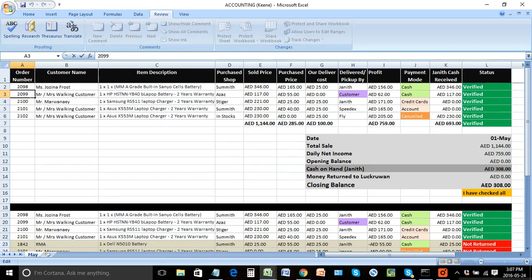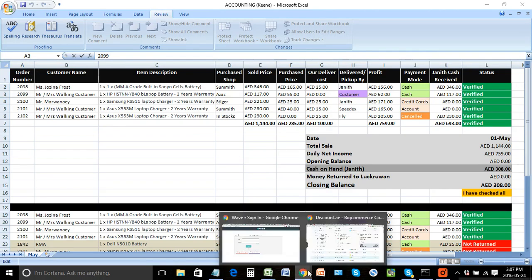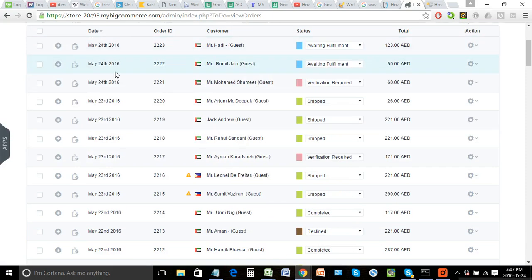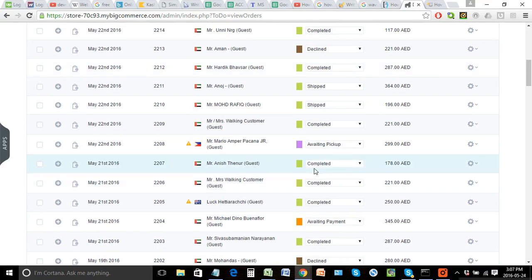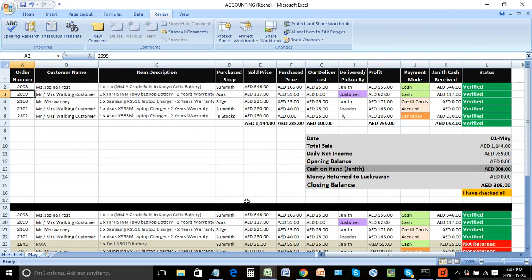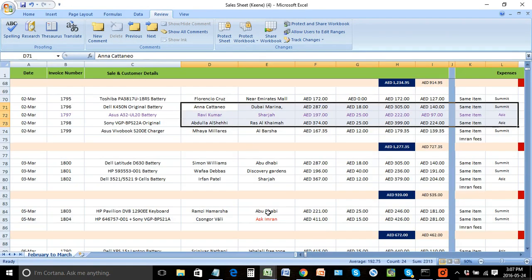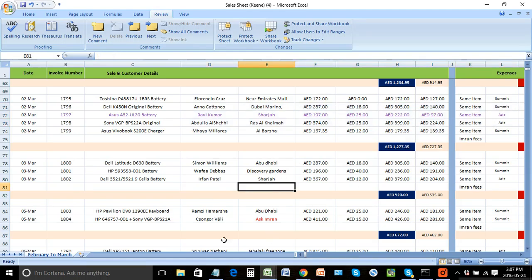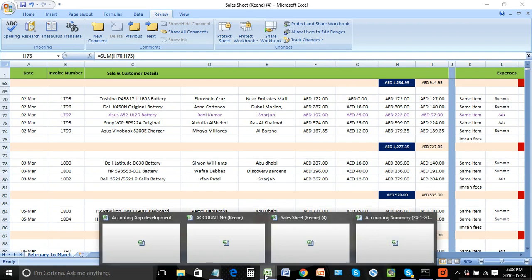If this order is there, what's the status on BigCommerce, making sure. Sometimes some orders are cancelled here. See, this is the funny thing. Some orders are cancelled here, but the order is still here on the sheet. It should update. So if an order is cancelled, we don't receive cash from the customer, it's cancelled. So it should not reflect on this Excel sheet or whatsoever.